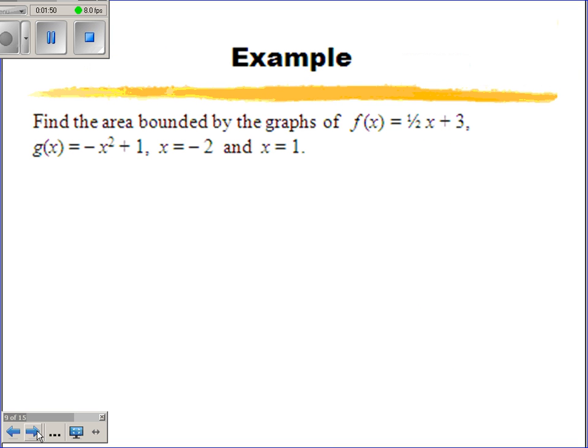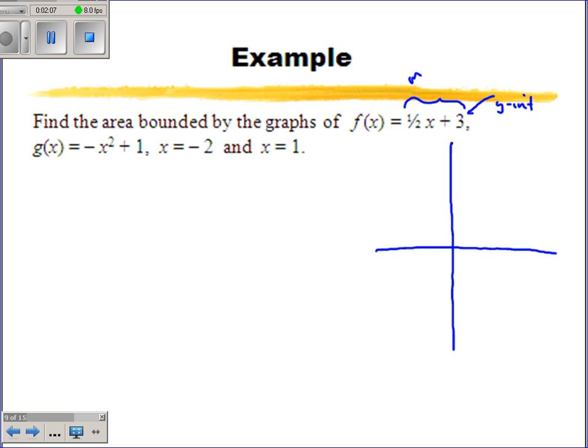Okay, so the main thing here is you're going to have to get a graph. If you don't have a graph, you're not going to know which function is greater and know where it might change. So first thing to do is graph the equations. So hopefully you recognize this is a line. The y-intercept is 3, and the slope of it is 1/2.